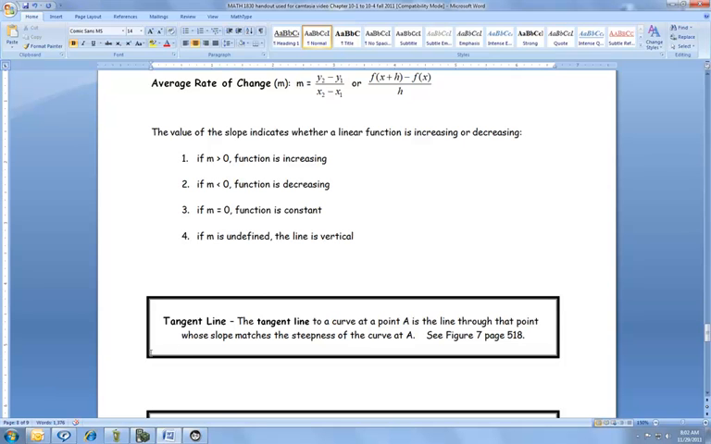Now, a tangent line. This goes back to some geometry that you might have had. There's a difference between the tangent line and the secant line. A secant line is sort of like the average rate of change because I have two distinct points. A tangent line, on the other hand, to a curve is at a singular point. It's the line through that point whose slope matches the steepness of the curve at point A. Now, you might go to page 518 and look at figure 7 because it's got a lot of tangent lines, and it makes this a little bit more clear.